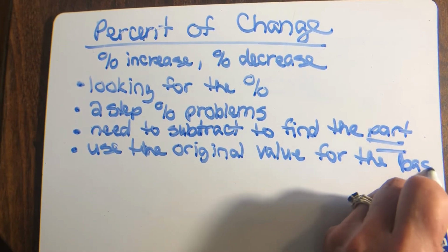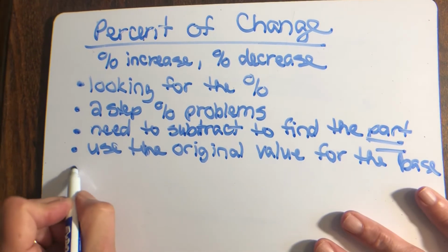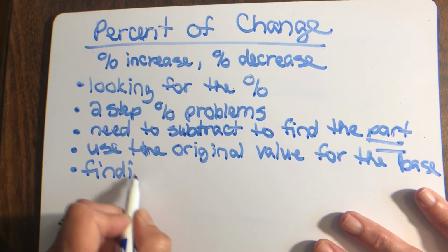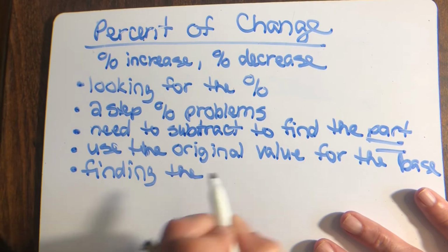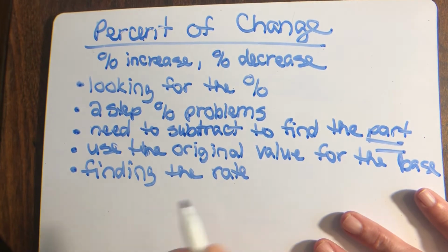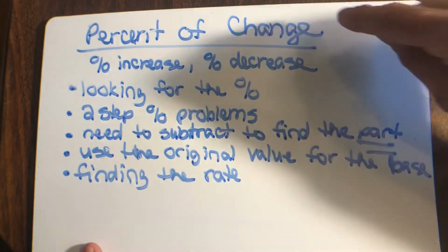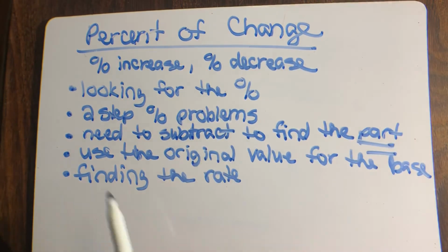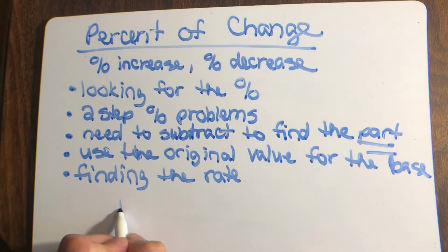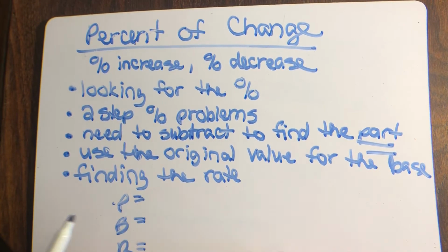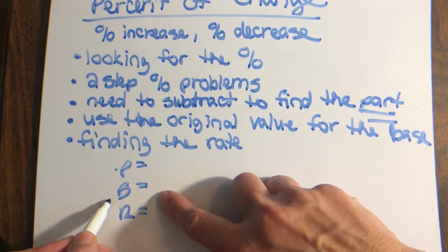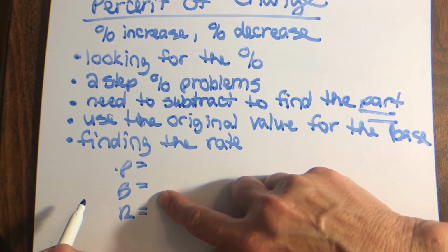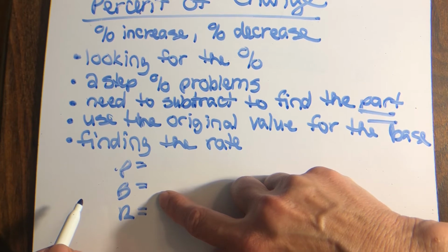And you're always finding the rate. So it's not anything really different than what we've done before. It's just adding more to it. So we're going to need to subtract, find the part. So you're still doing your PBR, but you have to go find the part, then use the original for the base. So looking at that example, she started her business and she earned $1,000.